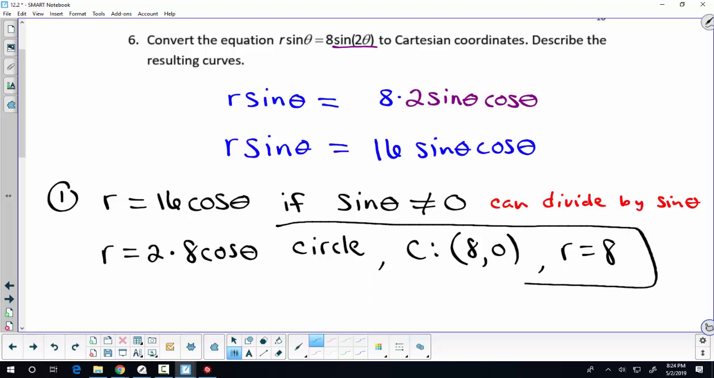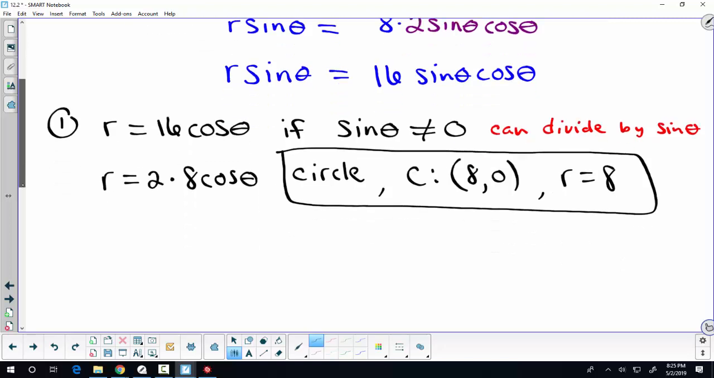If sine is not 0. If you have r equals negative 16 cosine theta, would you end up with the center at negative 8, 0? Negative, because remember our center is at a, and if that is negative, that 2 is always positive in that formula. So if we had a negative 8 here, the center is (negative 8, 0), and the radius is still 8.